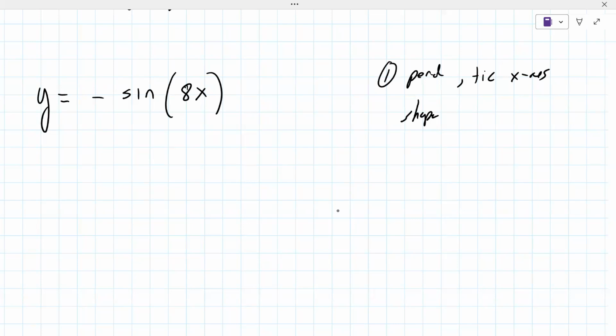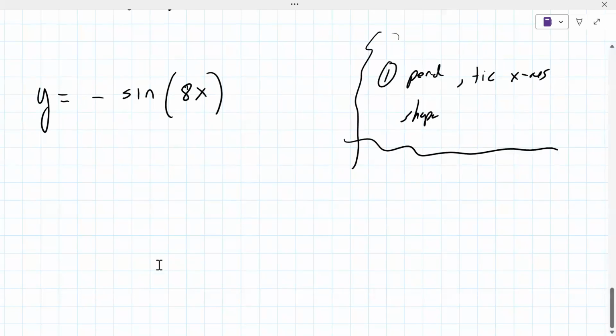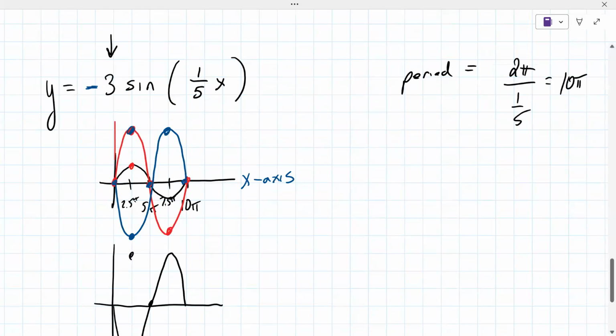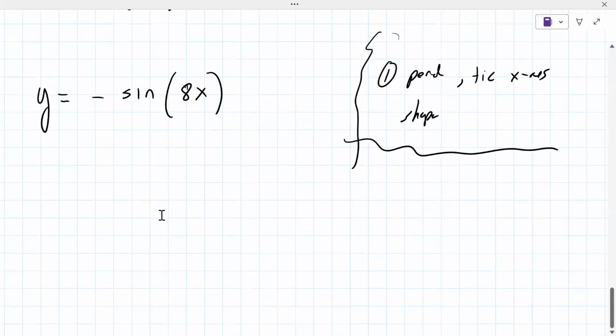The period is pi over 4. It's pi/4. Good. What's the x-axis shape? Oh, just so you knew, what I'm looking for when I grade this is: do you have the right numbers along here? Does it have the right shape? Does it go the right way? Sorry, it's terrible writing.